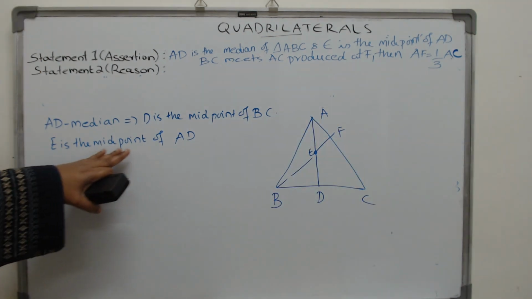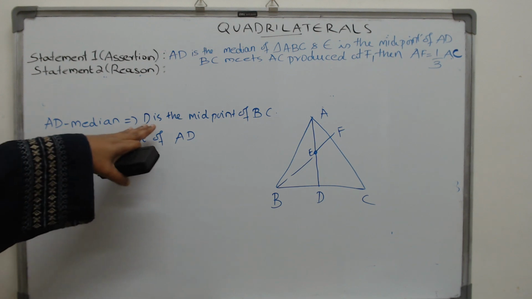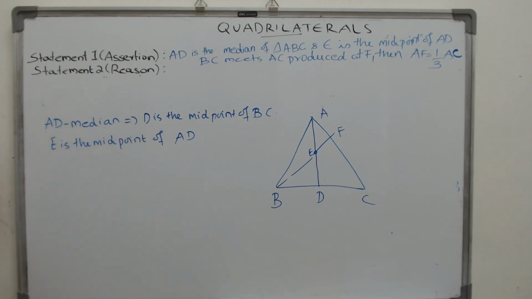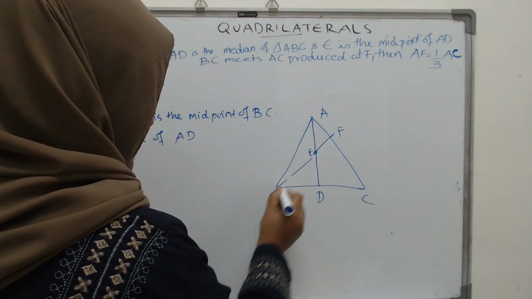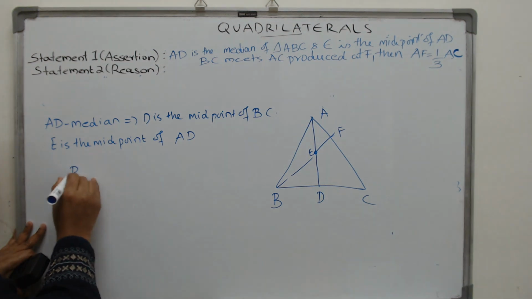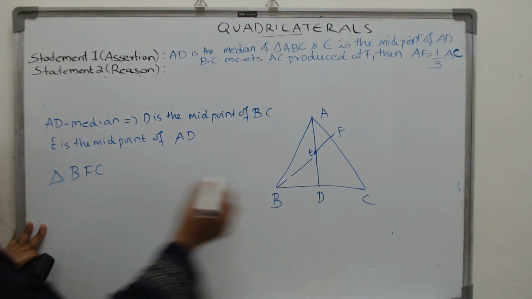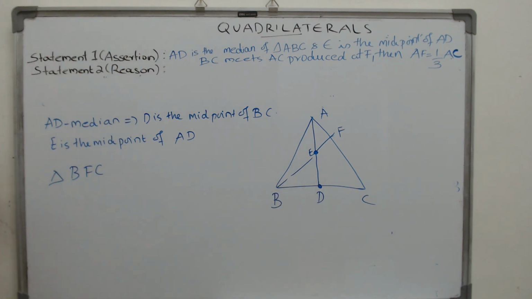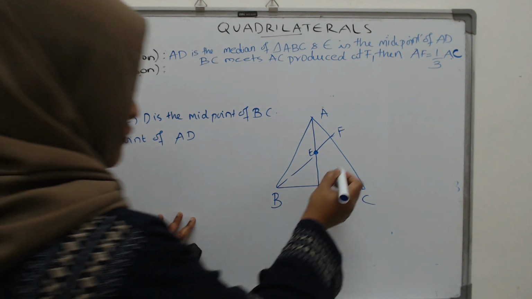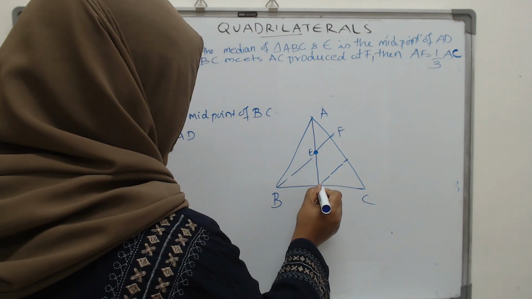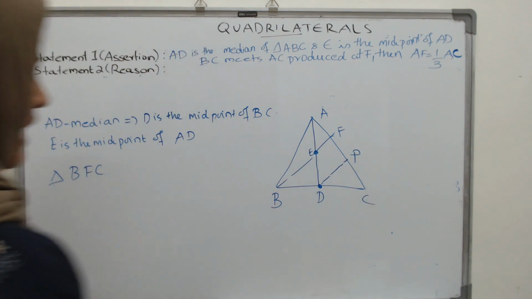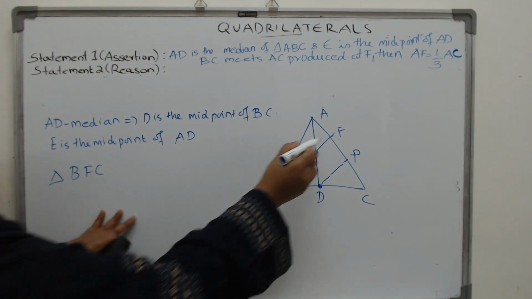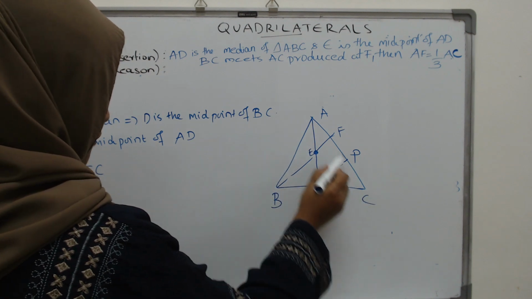We will find some way to connect E and D so that we can apply the midpoint theorem. How do we do that? What about we consider this triangle BFC? It includes both E and D. But then to apply the midpoint theorem, what do we have to do? We have to draw a line from one side to another. What if we draw a line like this?